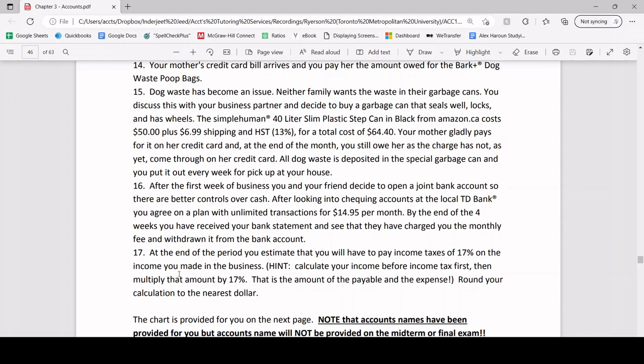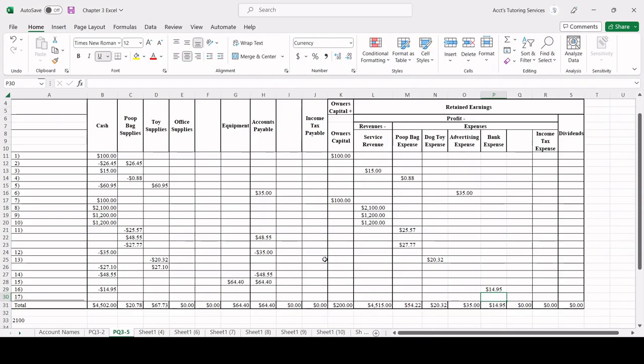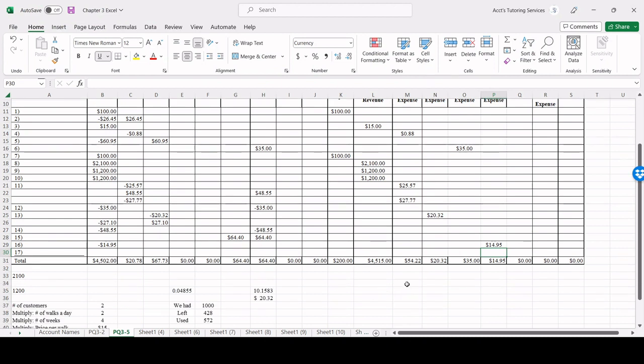Number 17 is, at the end of the period, you estimate that you will pay income tax of 17% on the income that you made in the business. And calculate your income before income tax first, then multiply that amount by 17%. That is the amount of payable and the expense. Round your calculation to the nearest dollar. So this is a little bit of a trick question. However, we know enough knowledge to calculate this.